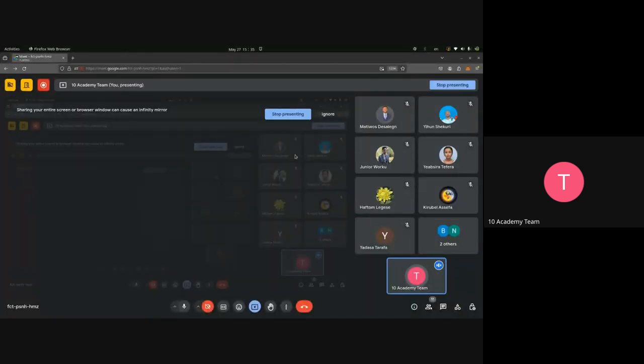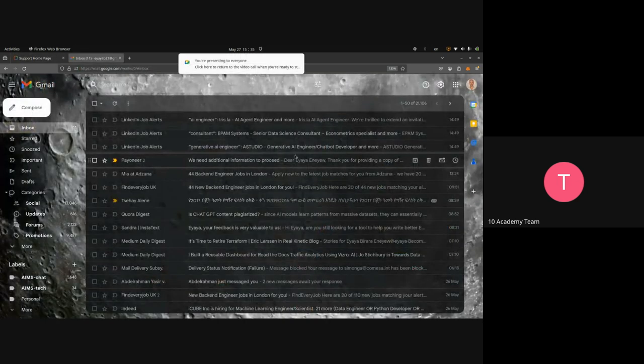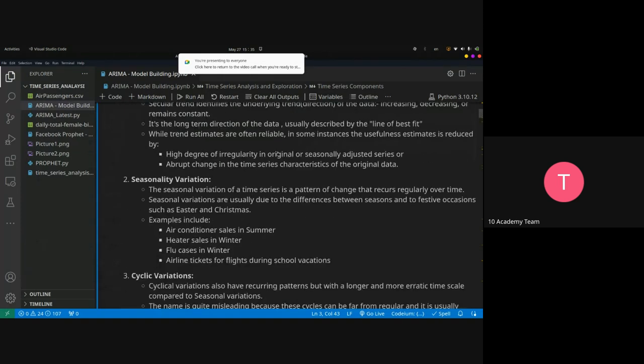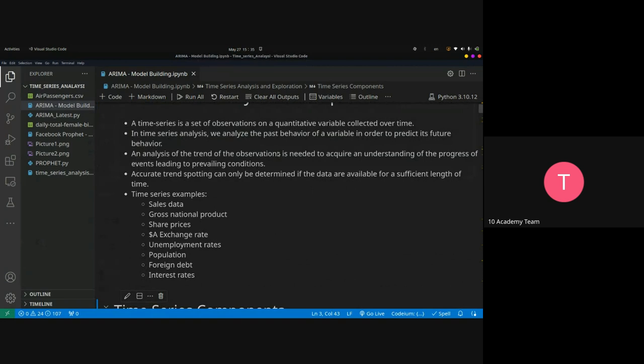Let's start today's tutorial on time series data and analysis. Let me just share my screen. I believe you have already had a tutorial on time series analysis, so it's kind of revision, right? So a time series is a set of observations on a quantity collected over time, right?